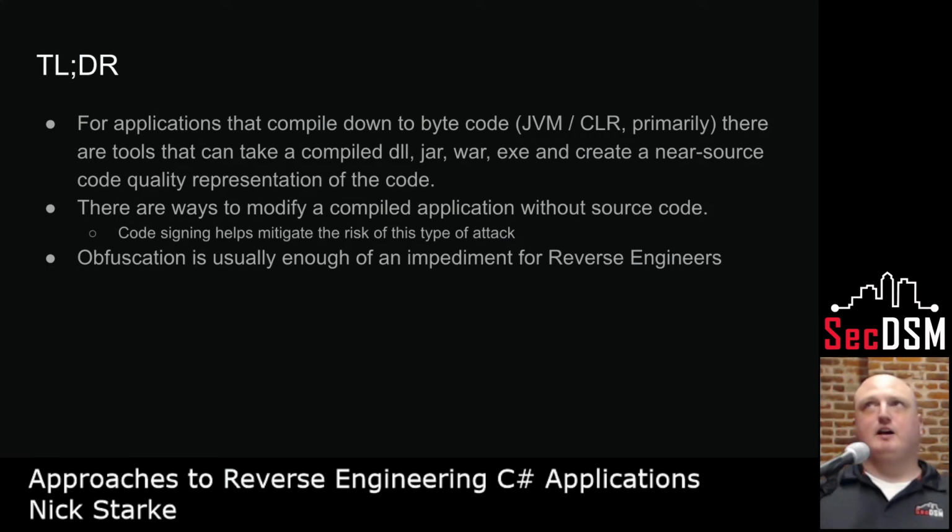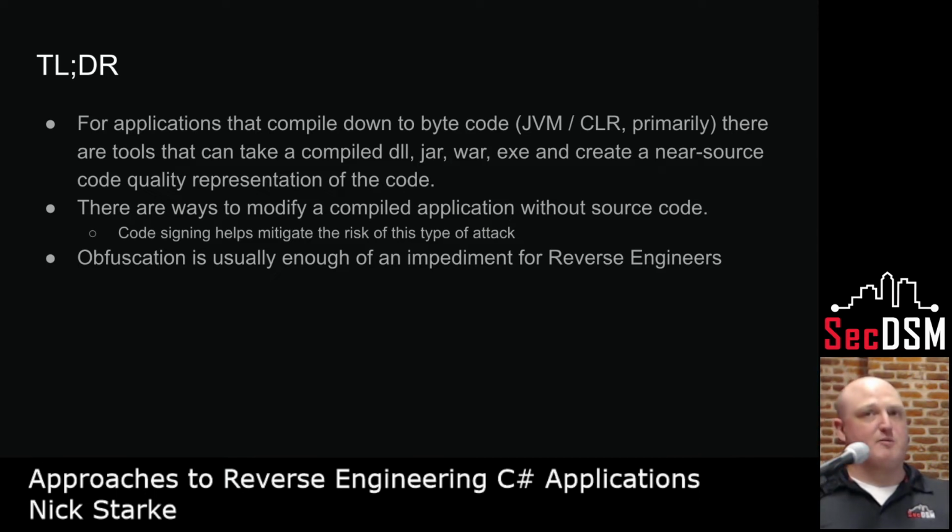So I wanted to give a brief summary of this presentation before we go through it all. Applications that compile down to bytecode for either .NET or Java. We're not going to talk about Java too much, but a lot of the same techniques apply there if you're interested in Java specifically. But anything that compiles down to a DLL, a jar, a WAR file, or an EXE, there are tools out there that can create a near source code level representation of the program.